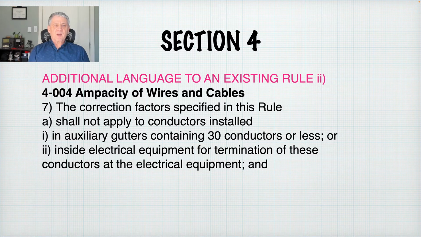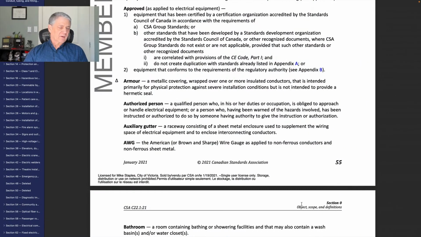So the first thing we have to do, to understand what this rule actually means, is look and see what an auxiliary gutter is. So let's just pop back to the definitions. An auxiliary gutter is a raceway consisting of a sheet metal enclosure used to supplement the wiring space of electrical equipment and to enclose interconnecting conductors. So this could be a box between two pieces of equipment, between two panels, we'll say.